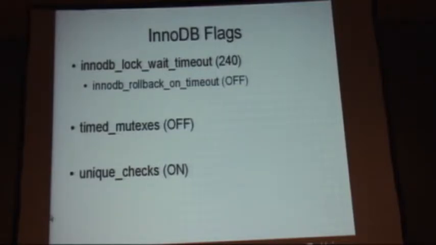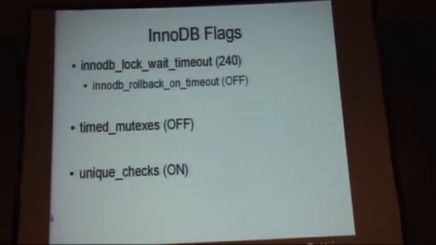Timed mutexes. This is off by default. I wish it were on by default. A mutex is a mutual exclusion lock, and if you have this on and you do a SHOW ENGINE INNODB MUTEX, you will actually see the time that it has been locked in milliseconds. Who knows why they haven't done it by default? Maybe it creates a lot of overhead or something. That's not in the documentation. But I would like it to be on by default because it could be pretty useful to see how long these things are locking for.